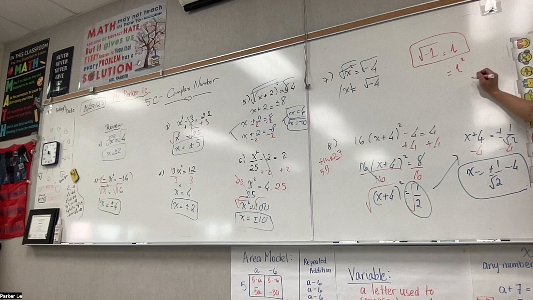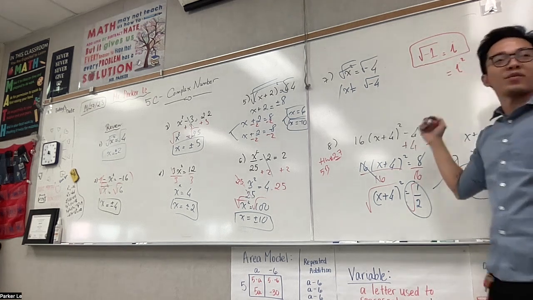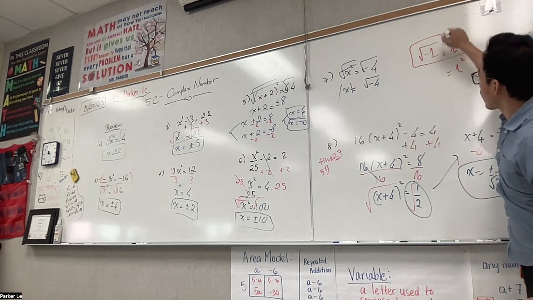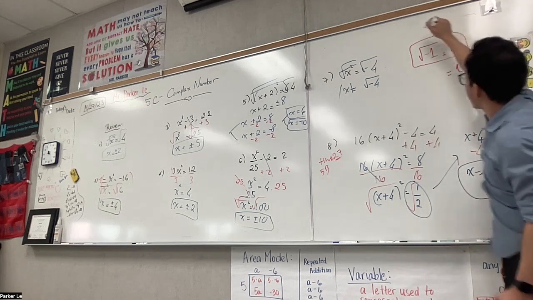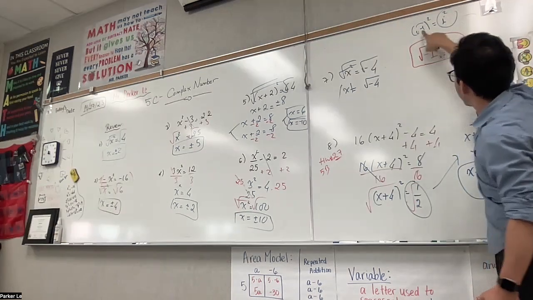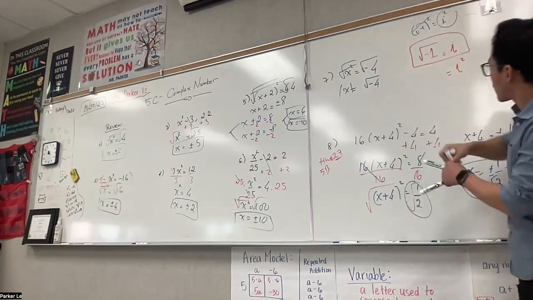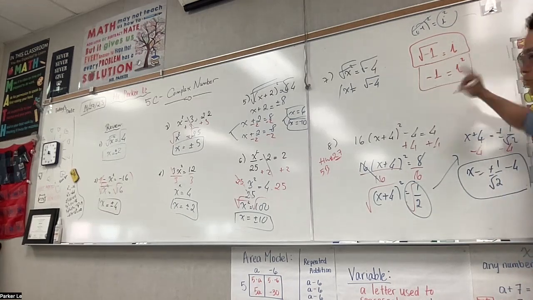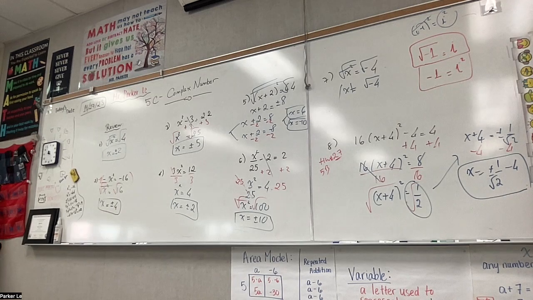No? Negative 1. Just negative 1. Why negative 1? You square both sides, so the square and the square root cancel out. So i squared is negative 1. Okay, I want you to remember this. Keep it in the back of your head. We're going to do a lot of things with this.